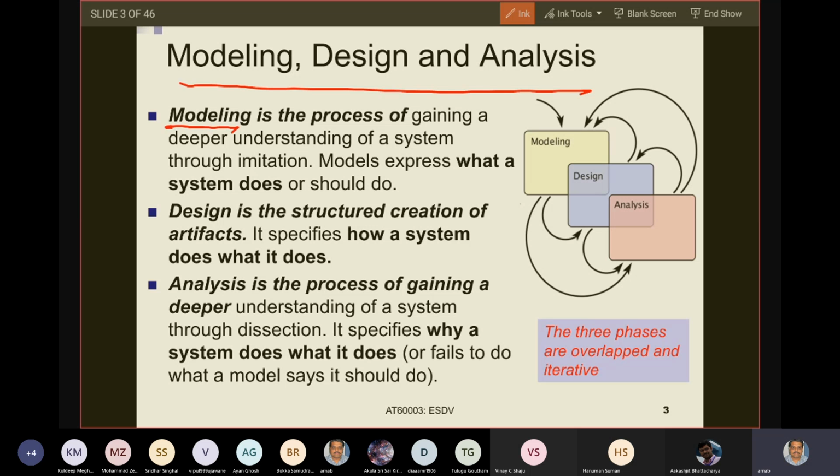So modeling is the process of gaining a deeper understanding of the system through imitation. Models express what a system does or should do. So it is therefore the specification. Models provide the specification of the system. What do you want the system to do? How do you want the system to behave? That representation in a formal mechanism.